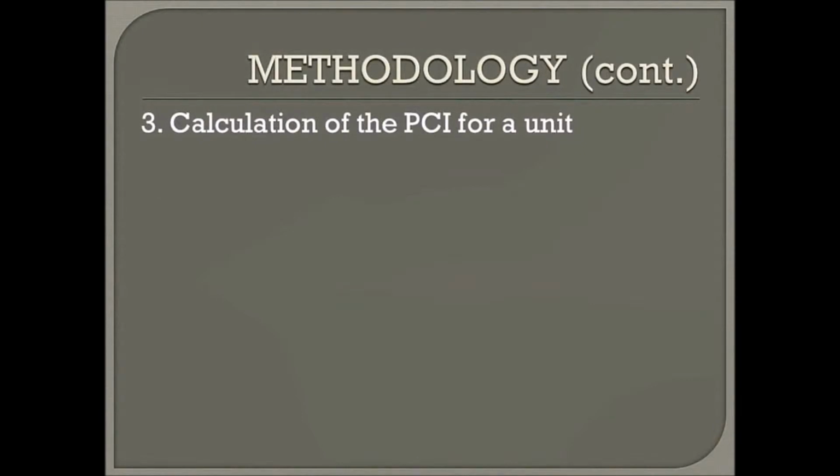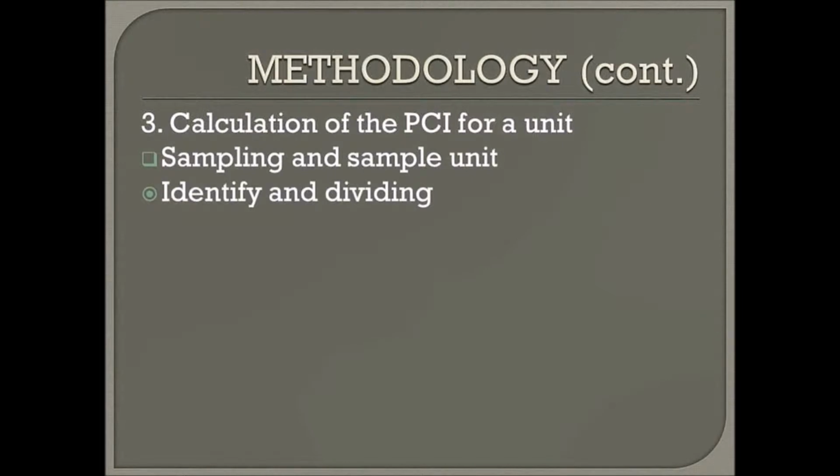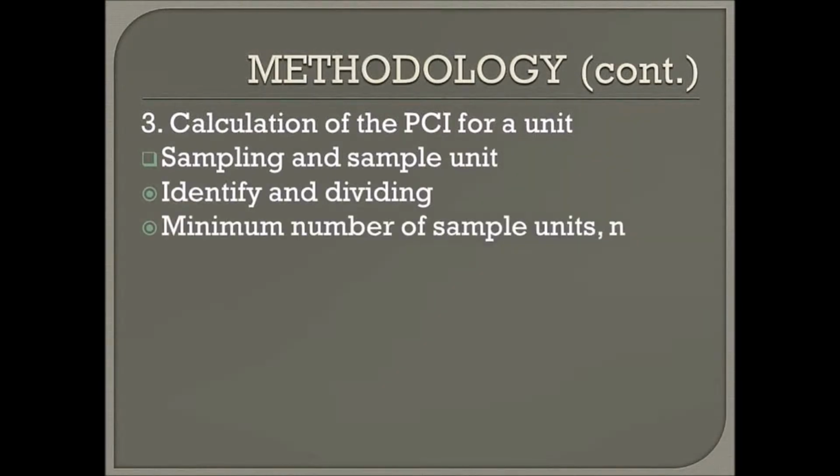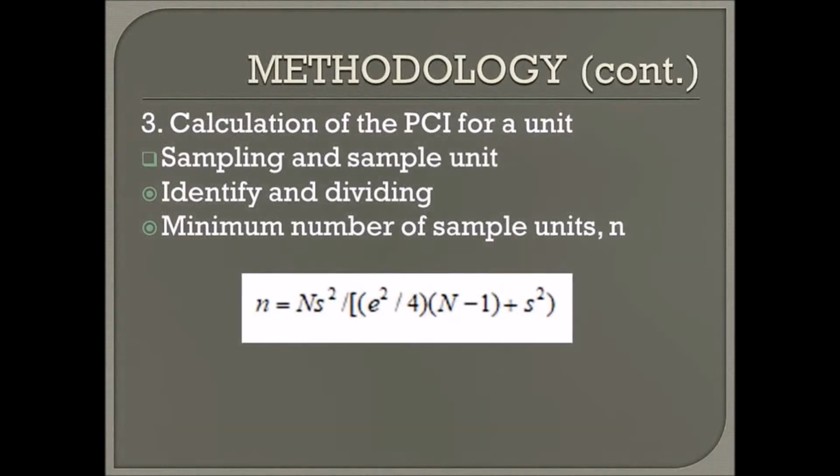We do the calculation of PCI for the unit first. We do sampling and sample units. We identify the pavement and divide it into sections. The minimum number of sample units n that must be surveyed within a given section to obtain a statistical estimate of the PCI of the section is calculated using the following formula, rounding n to the next highest whole number. Samples are spaced equally throughout the section with the first sample selected at random. The spacing interval i of the units to be sampled is calculated by the following formula, rounded to the next lowest whole number.